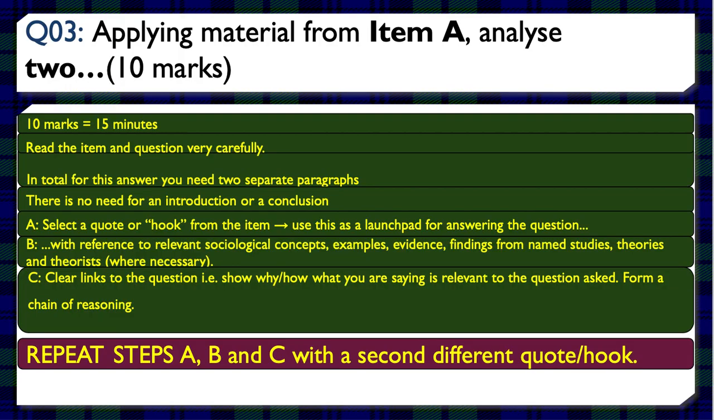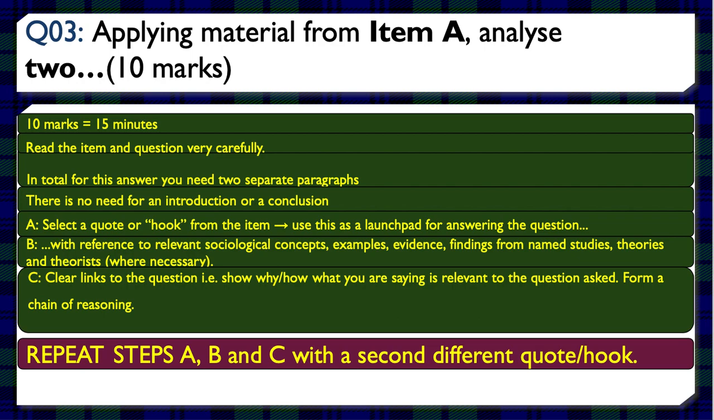Question 3 on paper 3 will be on crime and deviance, and will always start with the command words applying material from item A, Analyse Two. It is worth 10 marks, and you should spend 15 minutes on this question. Please follow the advice given here.